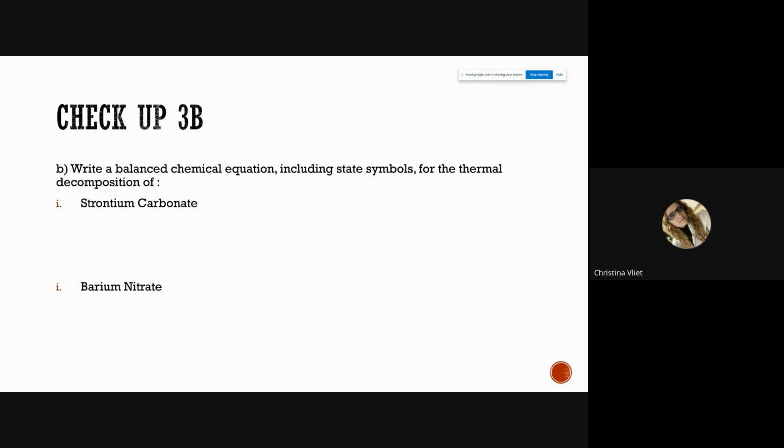Balanced decomposition. Can you do the thermal decomposition for strontium carbonate? This is memorizing the template. Strontium carbonate. What's the formula for that compound? Sr. You gotta memorize that carbonate is CO3 2-, right? Strontium carbonate, SrCO3. Now, how do I decompose it? What are the products gonna be?